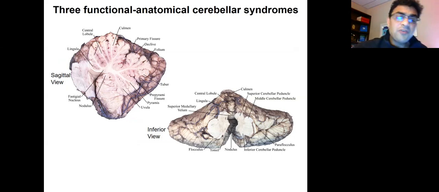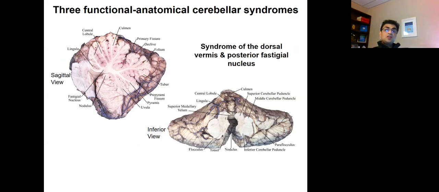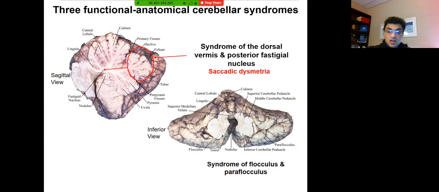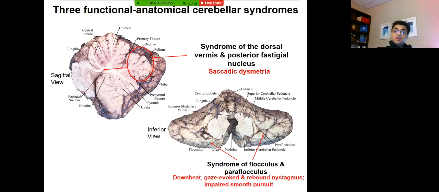So there are three functional and anatomical cerebellar syndromes. One is a syndrome of dorsal vermis and posterior vestigial nucleus, which is a deficit over here in the cerebellum. If you have that, you have saccadic dysmetria. Then you have a syndrome of flocculus and parafloculus, which localizes to here. In that case, what you see is downbeat or gaze evoked rebound nystagmus, or impaired smooth pursuit.